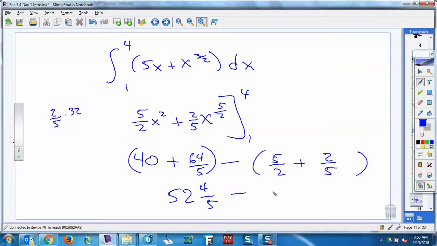Some people like to keep them as improper and do that. This would be a common denominator of 10. So this would be 25/10. And this would be, what would that be, 4/10. That's 29/10. What's that, 2 and 9/10? Okay, so now you got 52 and 4/5 minus 2 and 9/10. Well, that's 52 and 8/10, and so you do the rest of it. Just arithmetic.